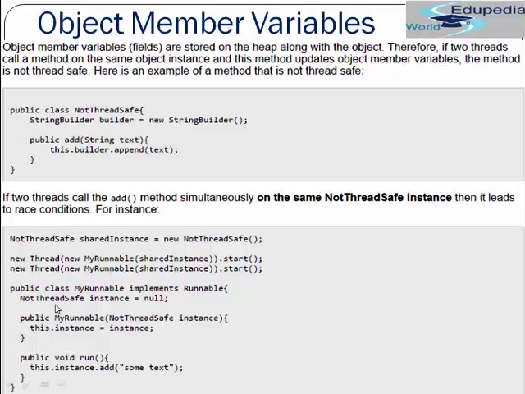Then we have a public class MyRunnable that implements Runnable, and inside that we have created a NotThreadSafe instance equal to null, and we are initializing that, and we have the run method. Inside the run method we are calling the add method of this class, passing some text.